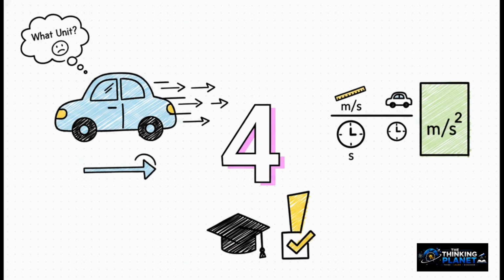Now, what does squared actually mean in plain English? It just means that for every single second that ticks by, the car's speed increases by an additional 4 meters per second. At 1 second, you're going 4 meters per second. At 2 seconds, you're going 8. At 3 seconds, you hit 12. Make sure you never forget that squared unit on your exams.